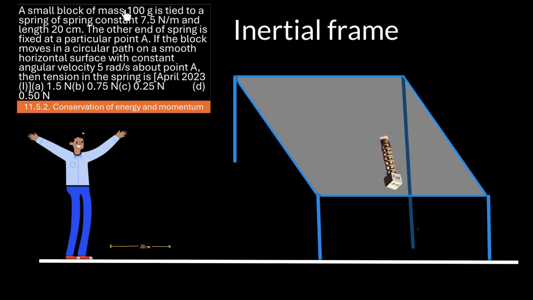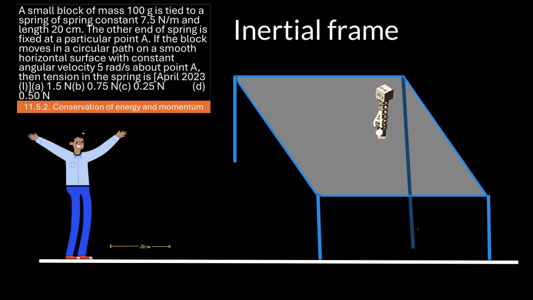So we have a small block of mass 100 gram tied to a spring of spring constant 7.9. The other end is fixed at a particular point A, which is the point the question is trying to mention, which is the point A.